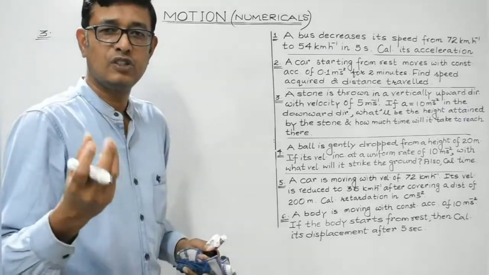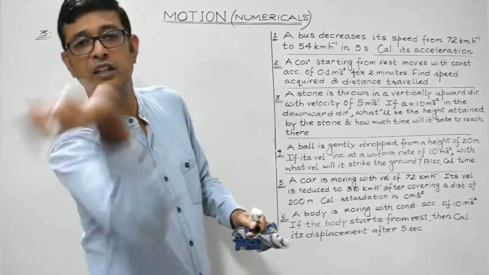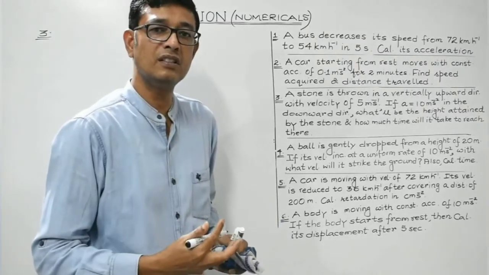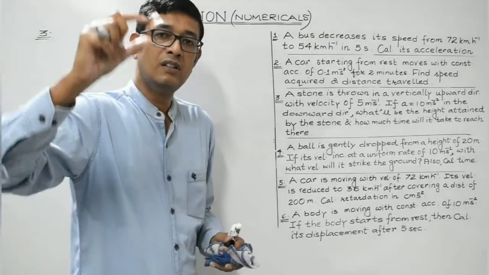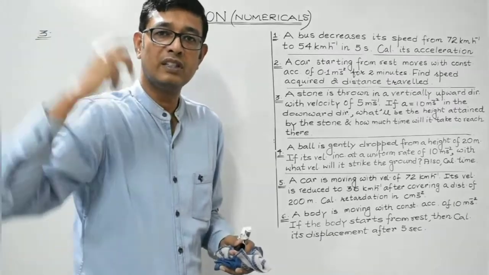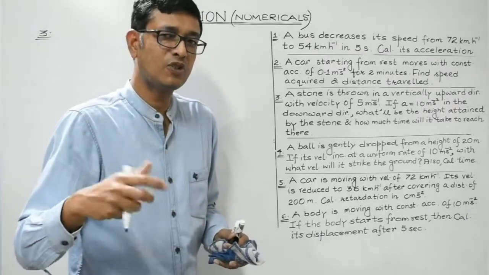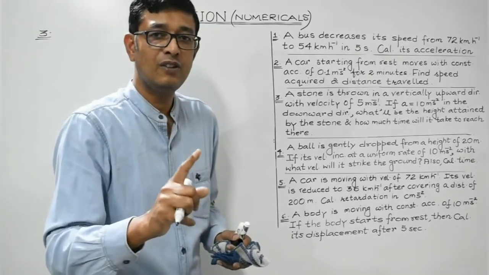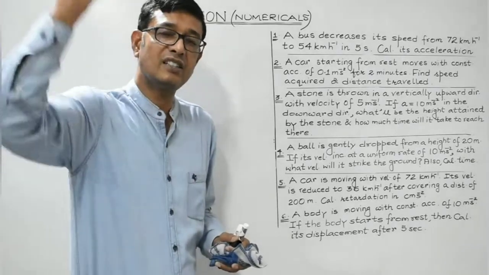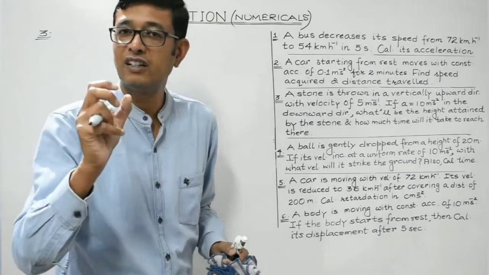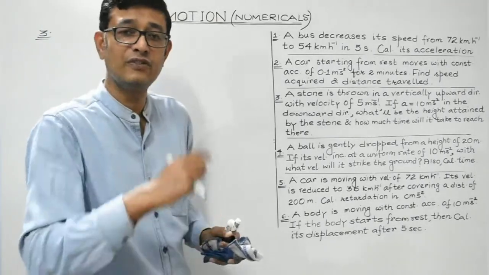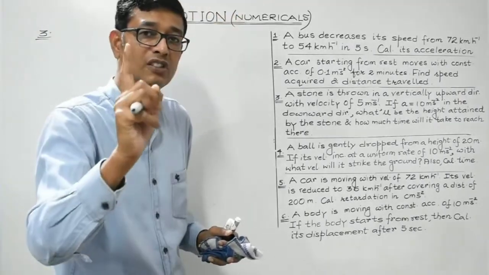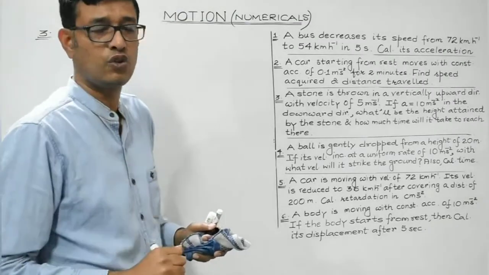Now whenever we throw a stone or a ball in the vertically upward direction, then what happens is, as the ball tends to gain height, its speed keeps on decreasing, and eventually and ultimately when the ball or the body reaches the highest point, then it momentarily stops. That is, its velocity at the highest point becomes 0. So this is a very crucial point.